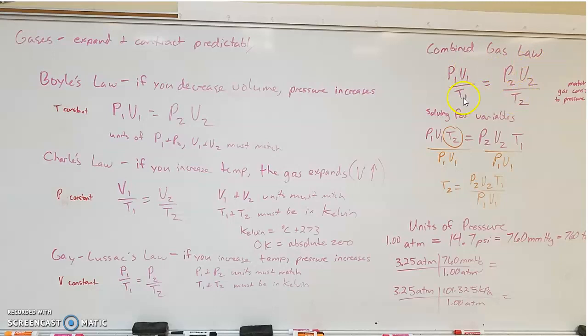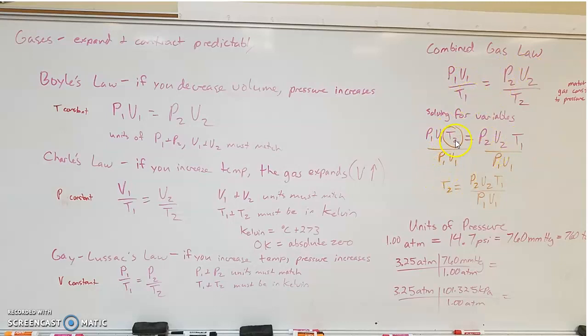Now, when you solve for a variable, I recommend that you do this algebraically first. A good first step is to cross multiply, so you get these t's out of the denominator. That leads to a lot of algebra errors when people leave those t's down in the denominator. So when you cross multiply this out, you get p1 v1 times t2. That's where this comes from. And p2 v2 times t1.